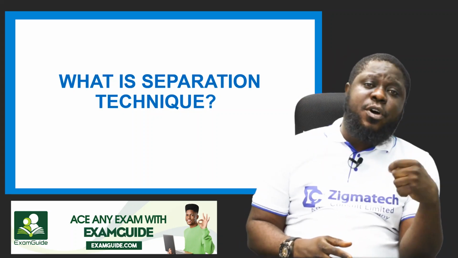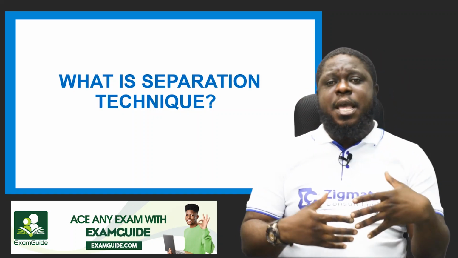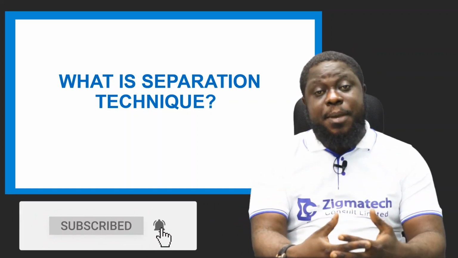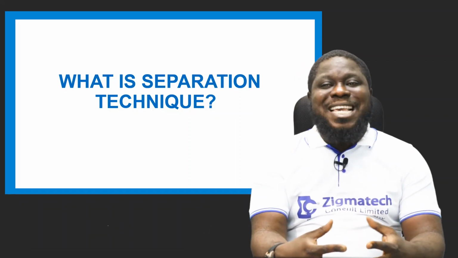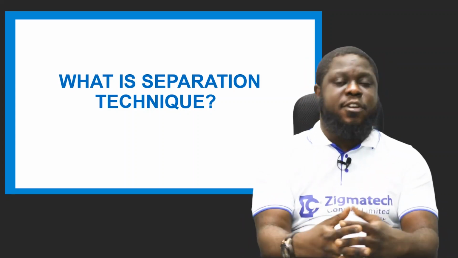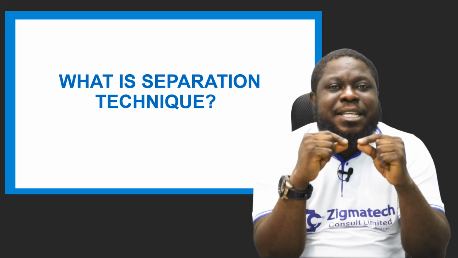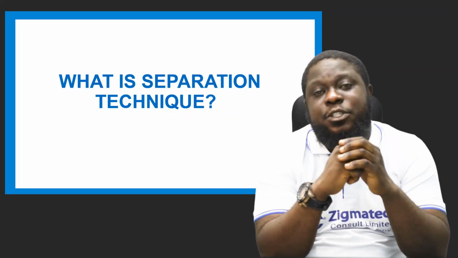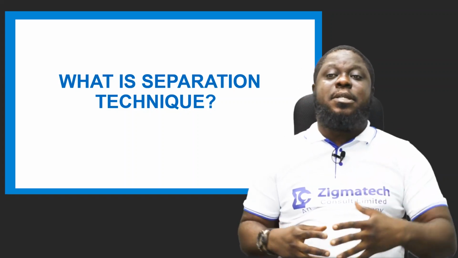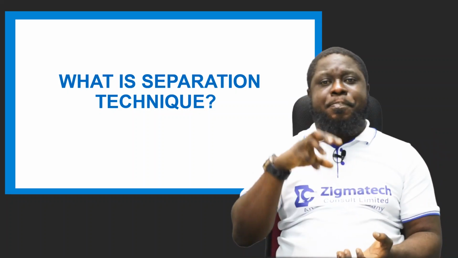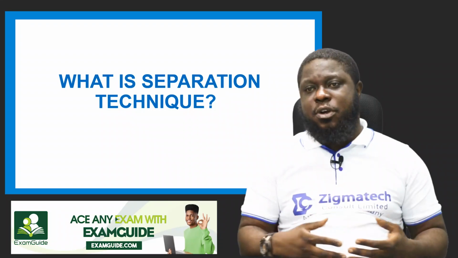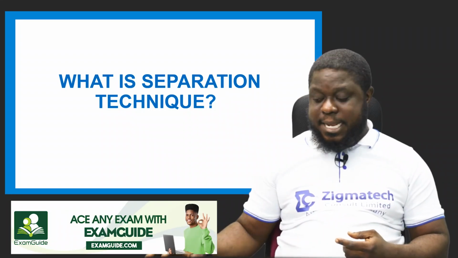We've been talking about mixtures, and we said a mixture is a substance that can be separated. Any substance that can be separated is a mixture. Now, what is a separation technique? It is the method used in separating mixtures. That technique, that pattern you use in separating mixtures, either homogeneous or heterogeneous, is called a separation technique.